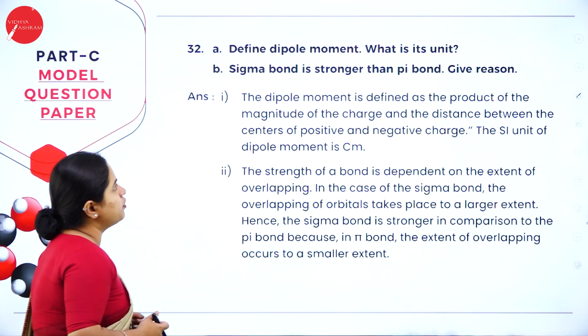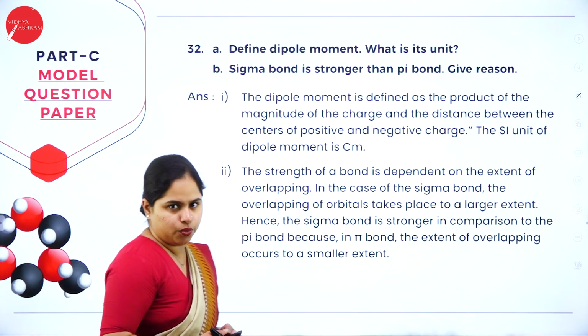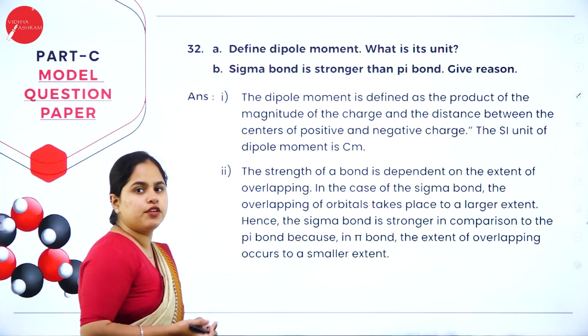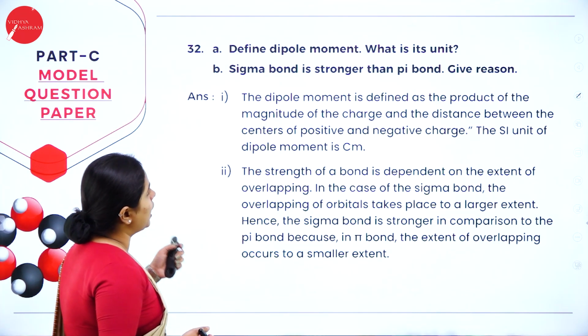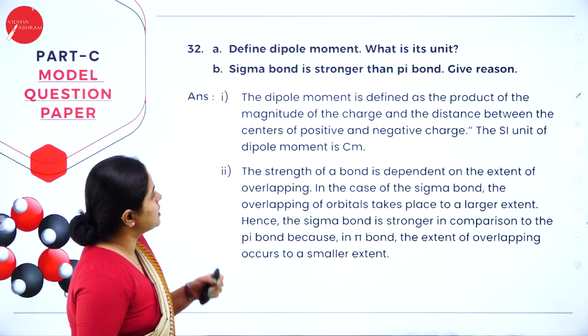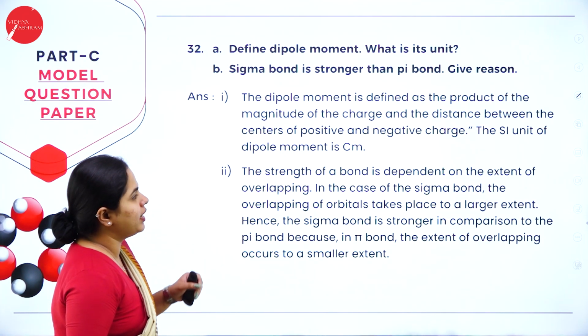Moving on to the next question: define dipole moment. What is its unit? That's the first part. The second part is: sigma bond is stronger than pi bond, give reason. So for the first question, dipole moment is defined as the product of the magnitude of charge and the distance between the centers of positive and negative charges.